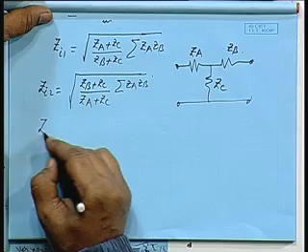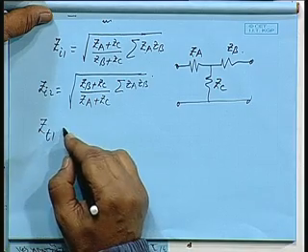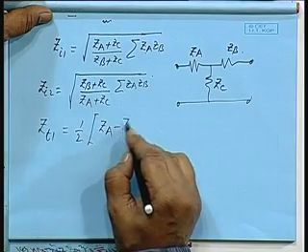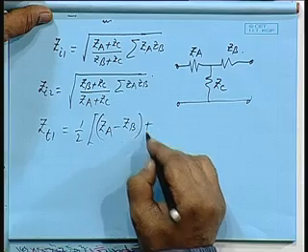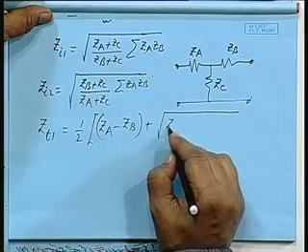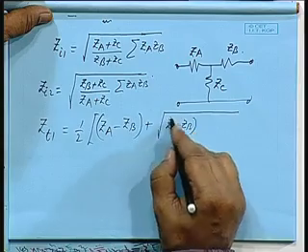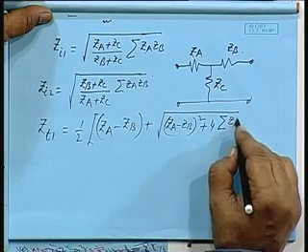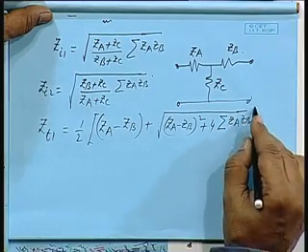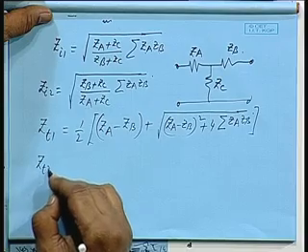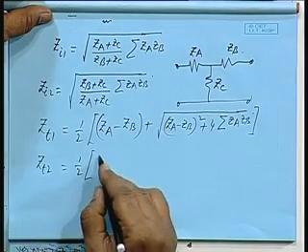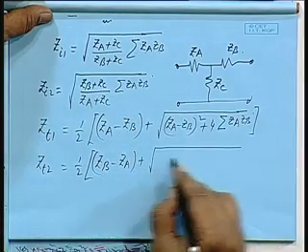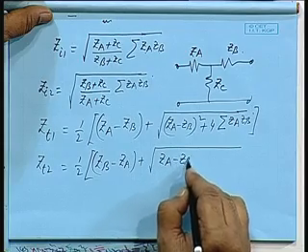We also derived for the iterative impedances Z T 1 as half of Z A minus Z B plus under root (Z A minus Z B) whole squared plus 4 times that sigma term Z A Z B. Similarly, Z T 2 was half of Z B minus Z A plus under root (Z A minus Z B) whole squared plus 4 times the same expression. Okay.